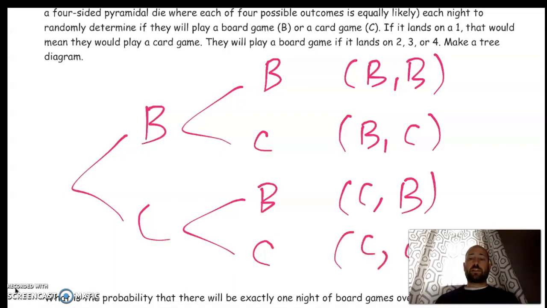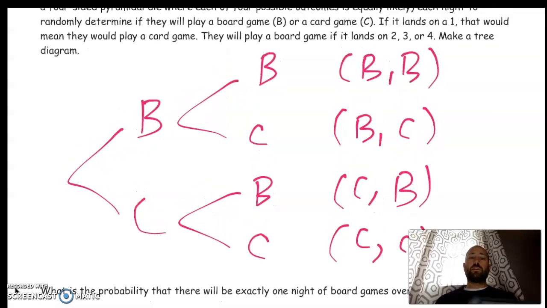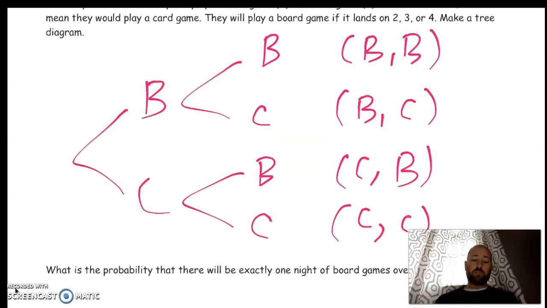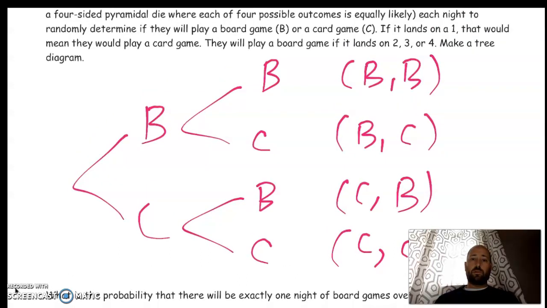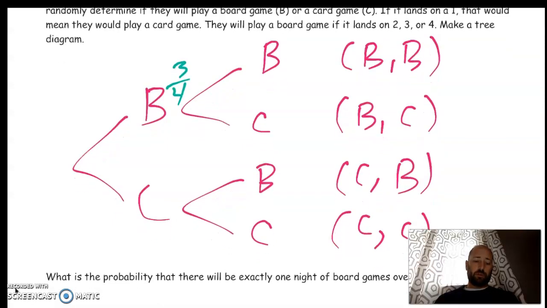All right. Second thing I'm going to do is look and say, all right, if it lands on a 1, that means they're going to play a card game. They'll play a board game if it lands on 2, 3, or 4. So that gives me different probabilities. Right. What I have is the board game is 3 out of 4 because 3 of the numbers will give me a board game. The card game is 1 out of 4. So I'm going to insert my probabilities next to each possible outcome here.